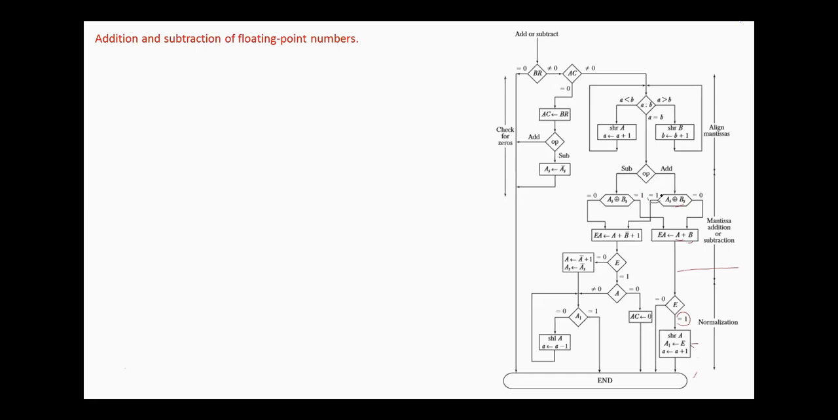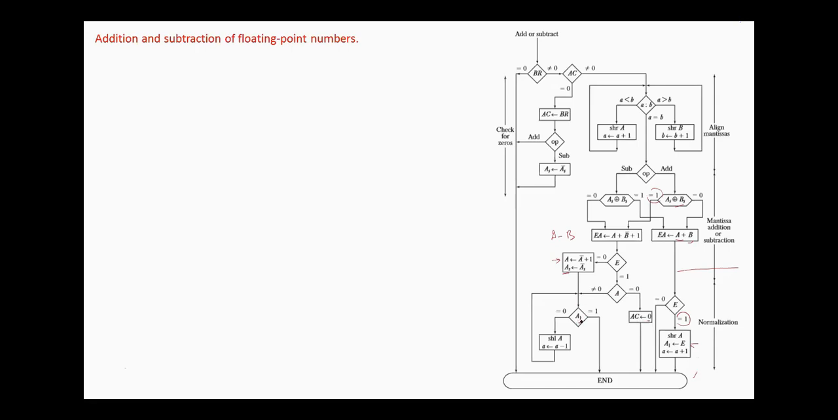If the signs are different, we perform the subtraction A minus B by adding A to the 2's complement of B. If E is 0, then we have to take the 2's complement of A and complement the sign. If E is 1, we have to check A. If it is 0, then 0 is transferred to the accumulator, and if A is not 0, in this case, we have to normalize the result.